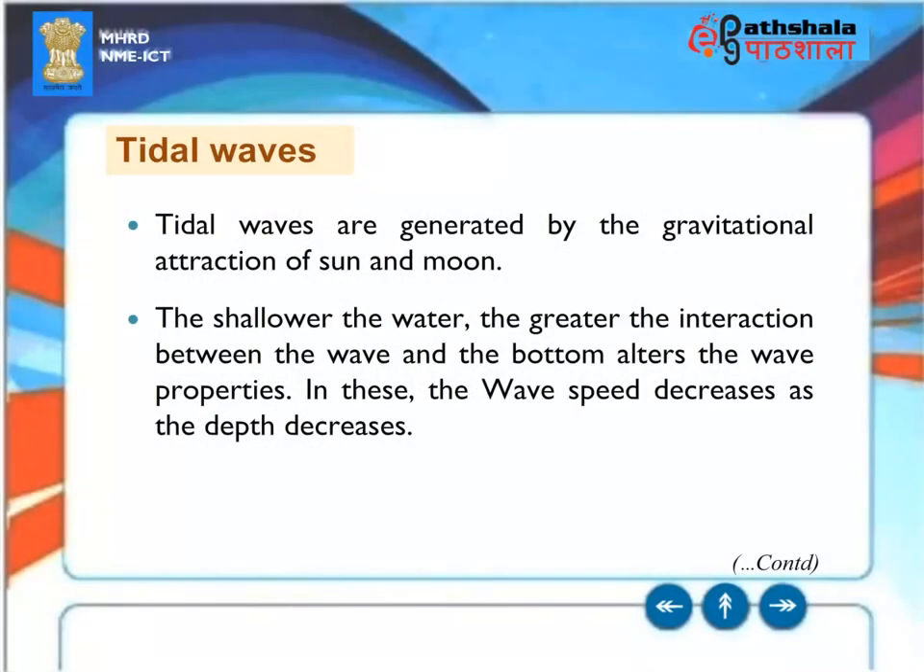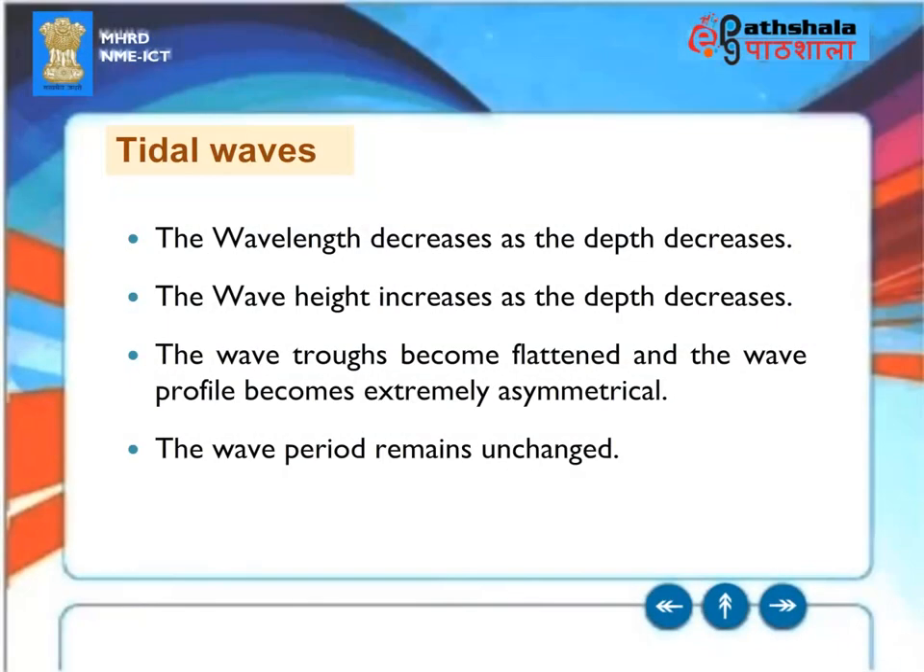Tidal waves. Tidal waves are generated by the gravitational attraction of the sun and moon. The shallower the water, the greater the interaction between the wave and the bottom, which alters the wave properties. In these, the wave speed decreases as the depth decreases. The wavelength decreases as the depth decreases. The wave height increases as the depth decreases. The wave troughs become flattened, and the wave profile becomes extremely asymmetrical. The wave period remains unchanged.